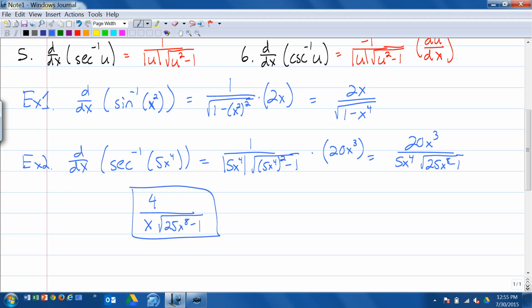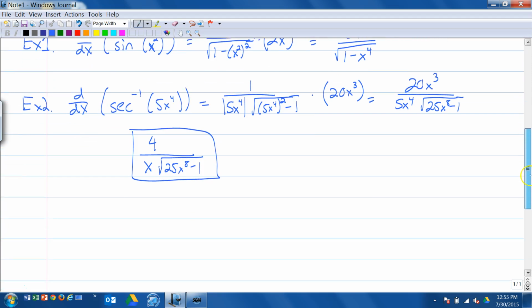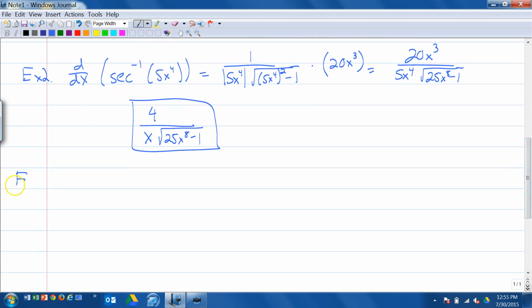All right, let's do 2 or 3 more. I want to know, what if I give you y is equal to x square root of 1 minus x squared plus cosine inverse of x. I want to take the derivative of this. So find the derivative.